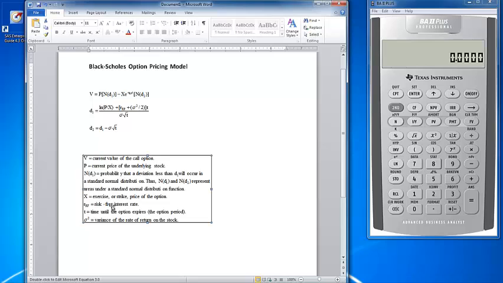RF is the risk-free rate. T is the time until the option expires, and this is usually in years. So for 1 year, T would be equal to 1. For 6 months, T would be equal to 0.5. And then sigma squared is the variance of the rate of return of the stock, or the standard deviation here if it's not squared. That's often calculated as the annualized standard deviation over the past 90 days for the stock.